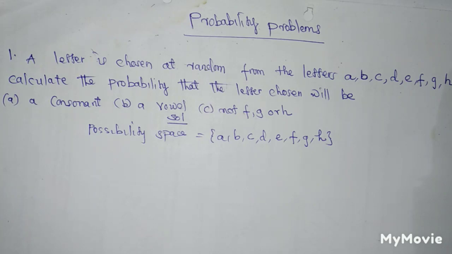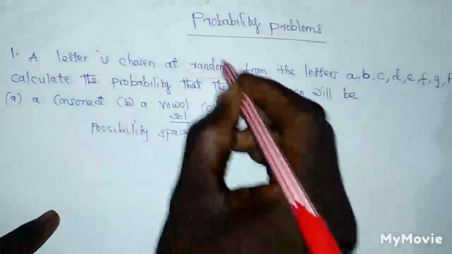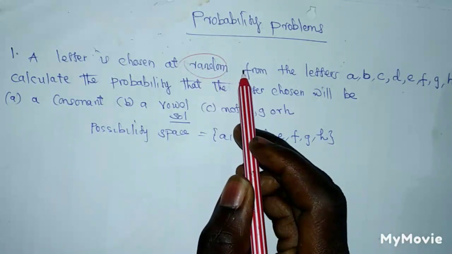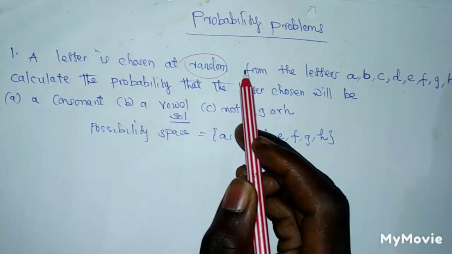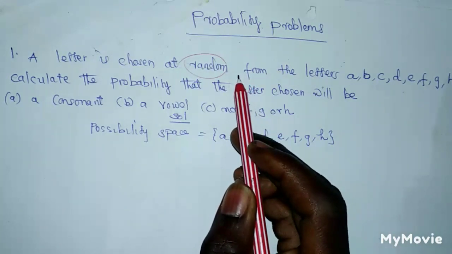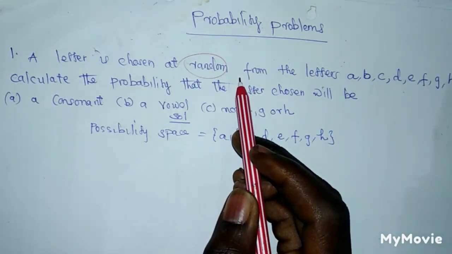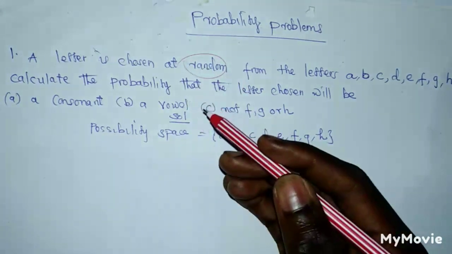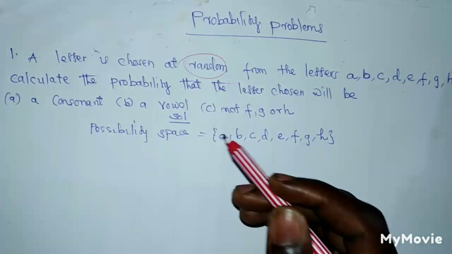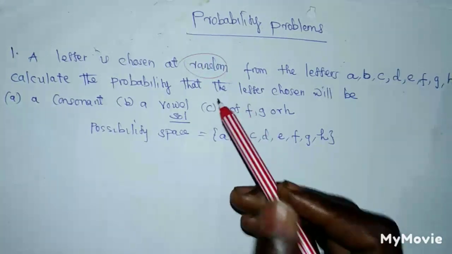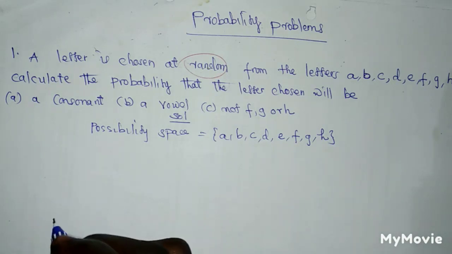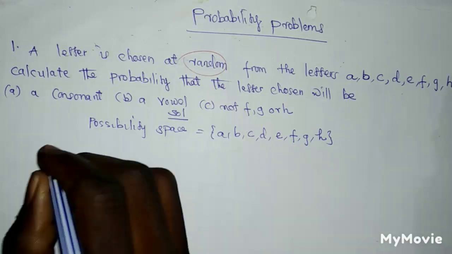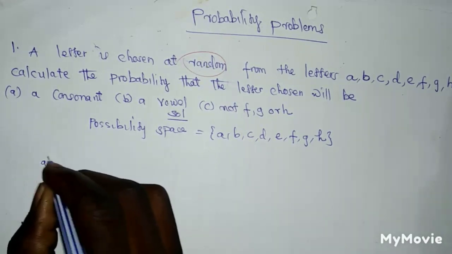Okay, so we can see here that the letter is chosen at random, which means it is just chosen anyhow. We don't have a preference, that choice. We are not given the chance. We are just selecting anyhow, so we would not know which letter we would pick. So A, calculate the probability that the letter that is chosen will be a consonant.